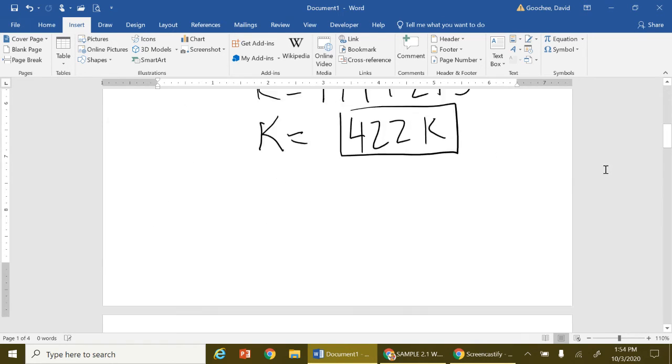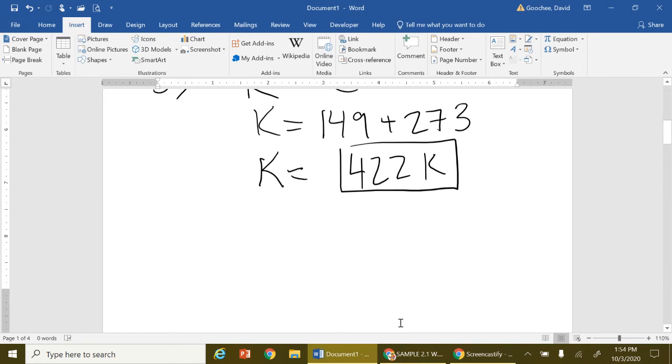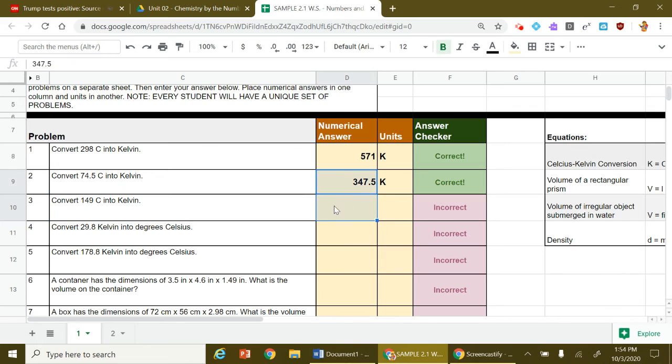So that's the first ones. Let's take a look at the next one. Got to enter it. Double check it. 422 Kelvin. Great, correct. Okay, next, read this carefully. Turn 29.8 Kelvin into degrees Celsius.